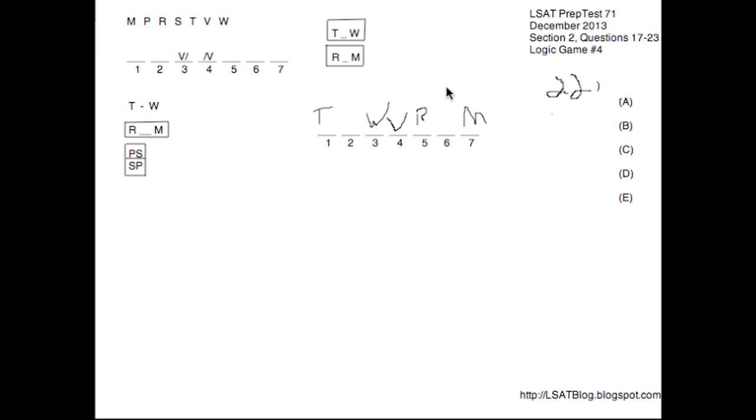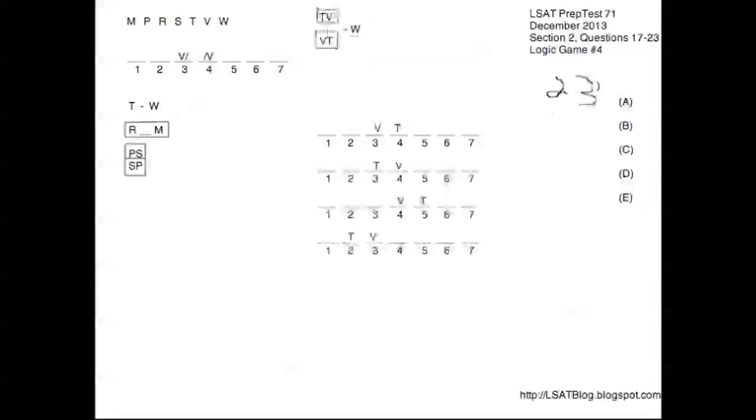So as a result, we're going to have V on 3, where we're going to have a lot more freedom regarding the placement of all the other variables. So for this reason, choice E is our answer to number 22.